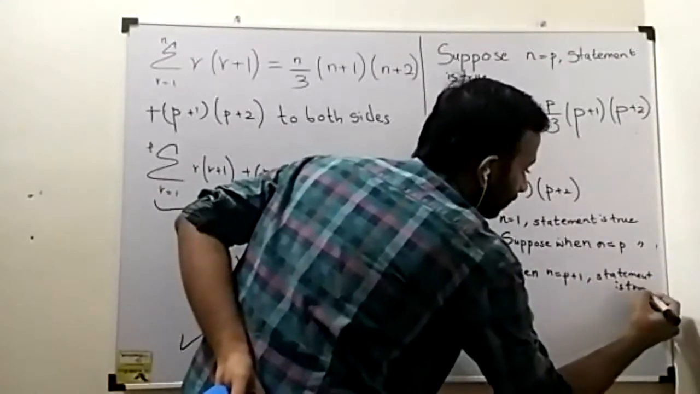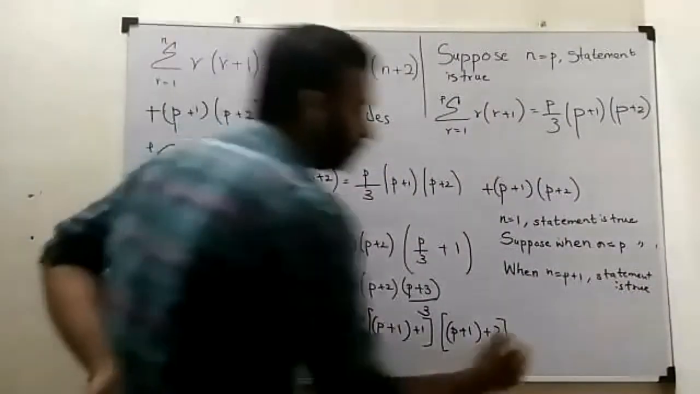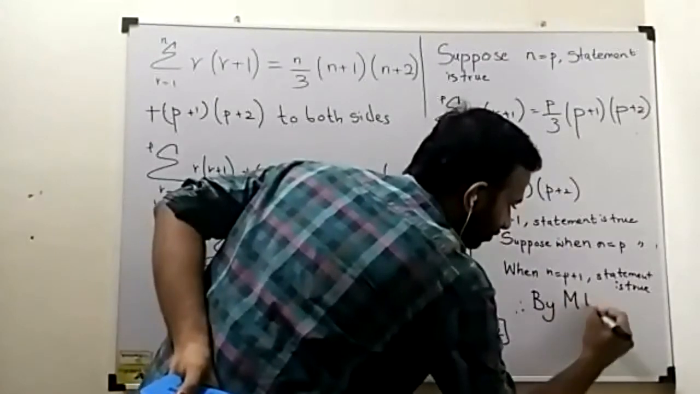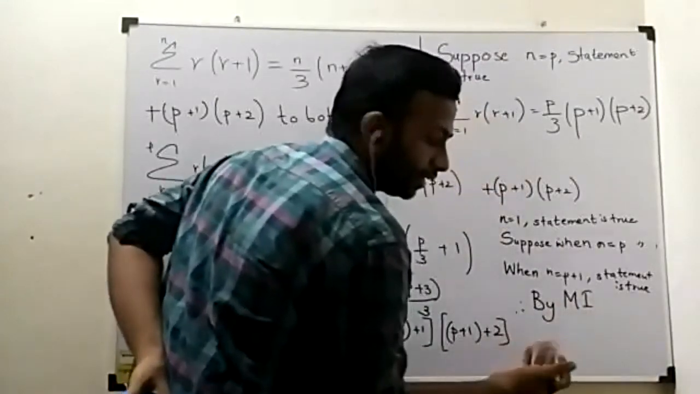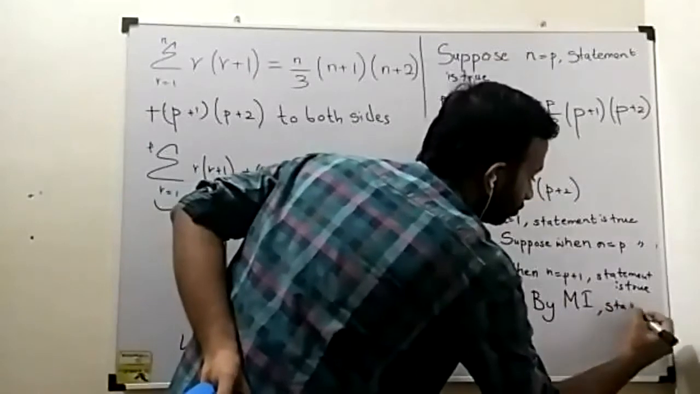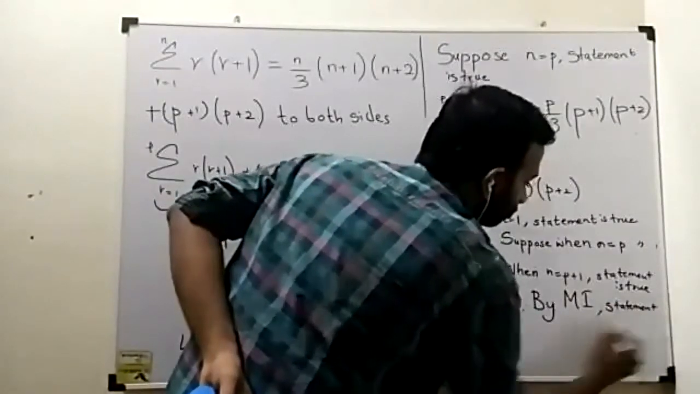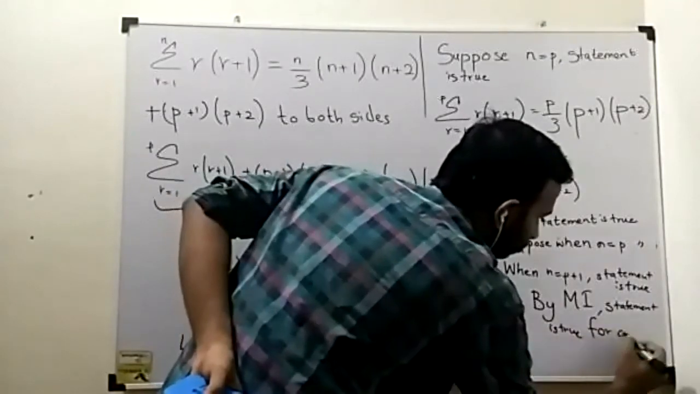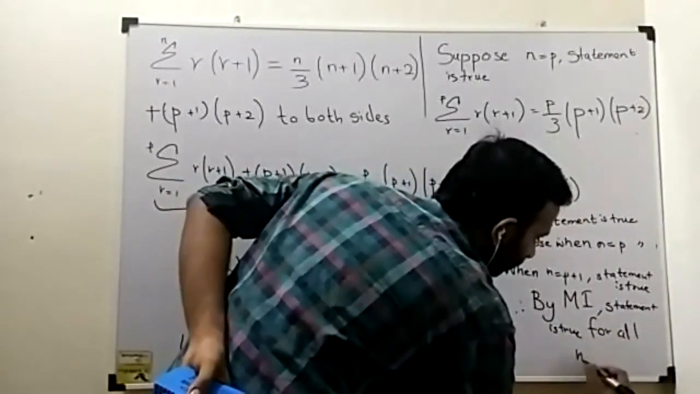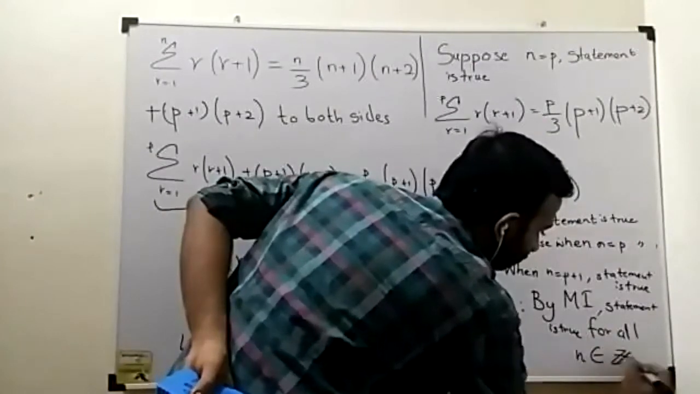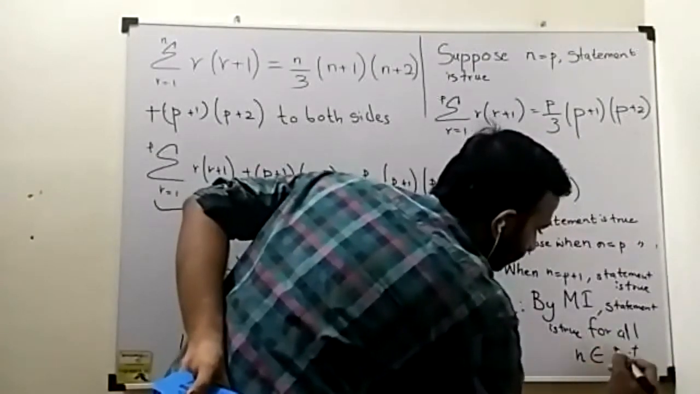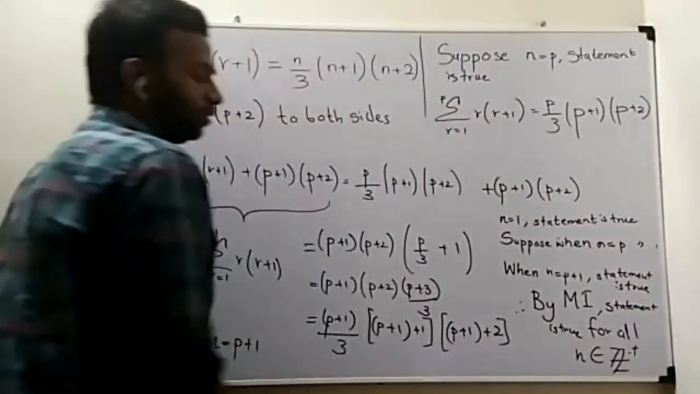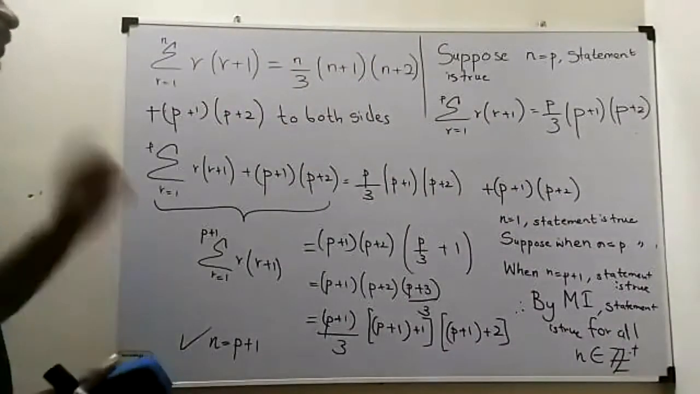Now write the statement at the end. Therefore, by mathematical induction, write MI for short. So it's mathematical induction. By mathematical induction, the statement is true for all n element of the positive integers. So this represents integers, and positive represents the positive integers. So that's basically the first question.